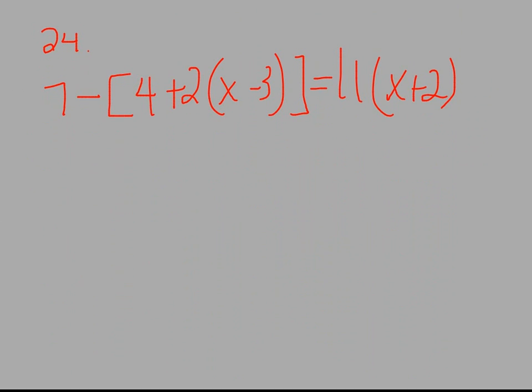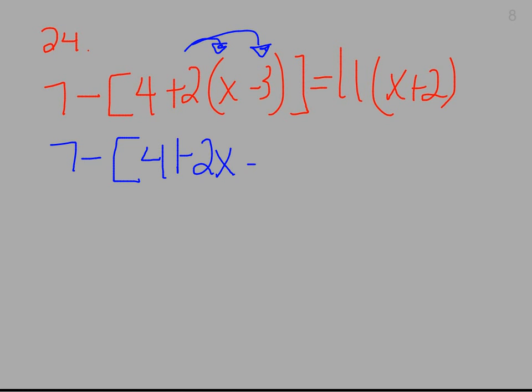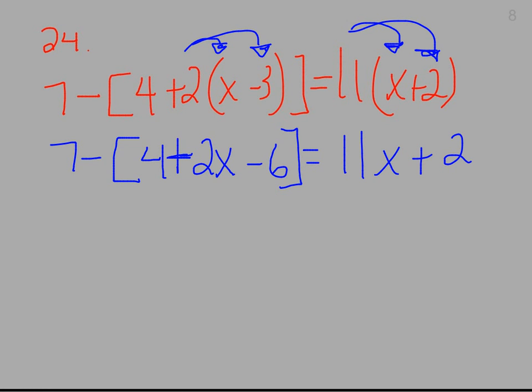Here's number 24. This is the last one on the front side, and I will do the ones on the back in a separate video. Okay, this time I have brackets I'm going to have to eliminate. So I'm going to first go inside my bracket and distribute the 2. I'm going to leave the bracket just like it is, except in here I'm going to go plus 2x minus 6. Then over here I'm going to distribute this 11 to the 6 and the positive 2, and that gives me 11x plus 22.